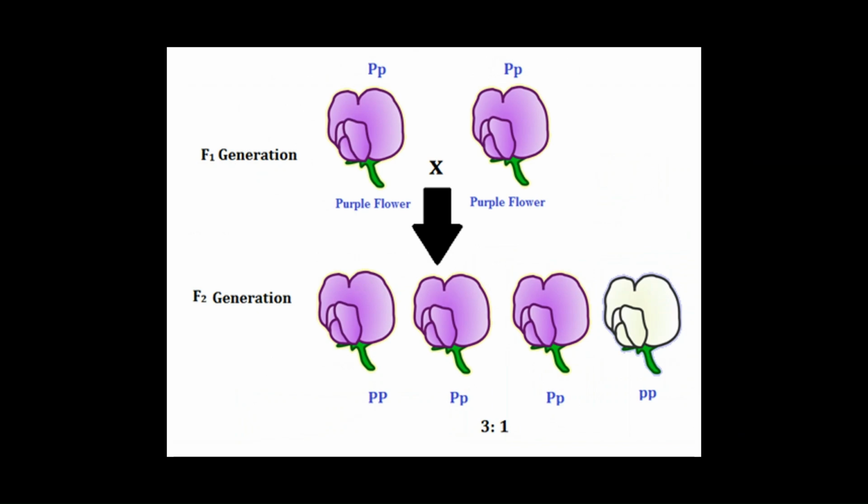Another scenario: two purple parents, they produce four offspring. Three are purple, one white. Where did the white come from? Okay, to know the answer, you have to go back to the parent.